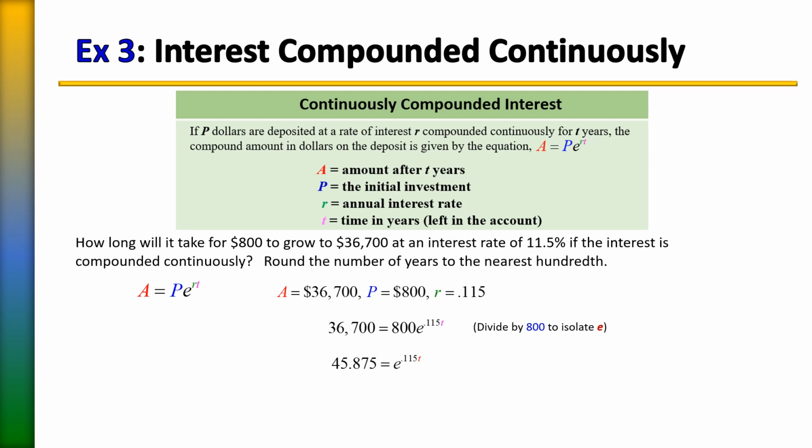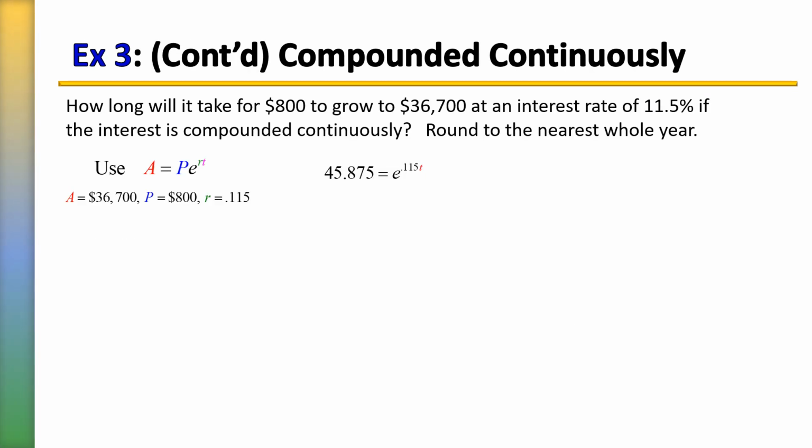Again, we have to do the opposite operation. What's the opposite of the natural base E? The natural log. That's correct. So we're going to have to take the natural log, the ln, of each side. Whatever you do to one side, you must do to the other. Again, these two operations cancel each other out, and what you're going to be left with is 0.115t on the right side.